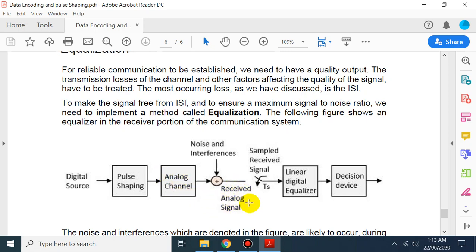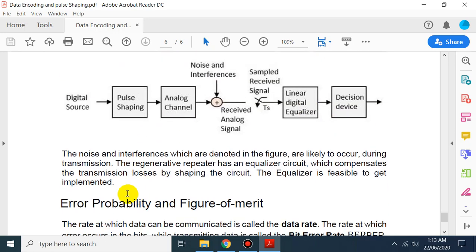Then we sample this received analog signal and pass it through a linear digital equalizer to shape our signal back, and then we pass it through a decision device and get our original signal back here. Now the noise and interference denoted in the figure are likely to occur during the transmission. The regenerative repeater has an equalizer circuit which compensates for the transmission losses by shaping the signal. The equalizer is feasible to implement.